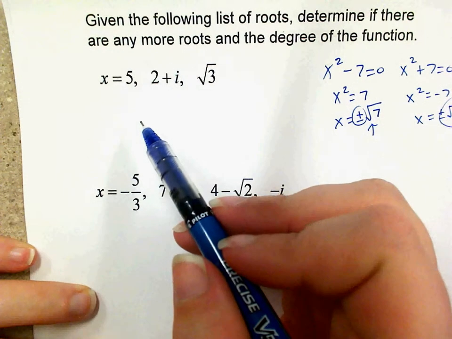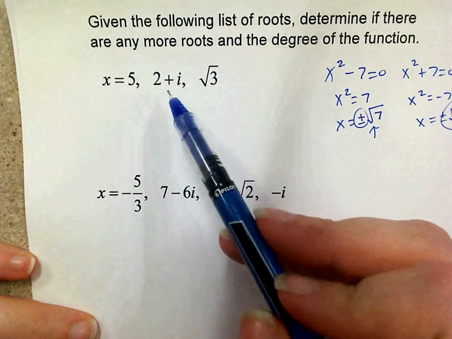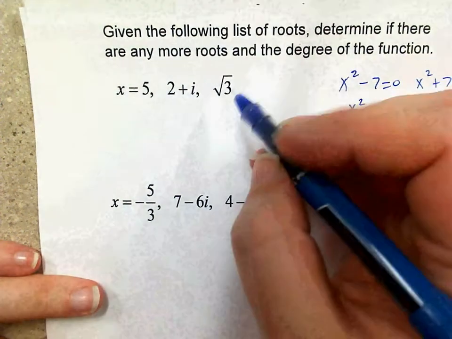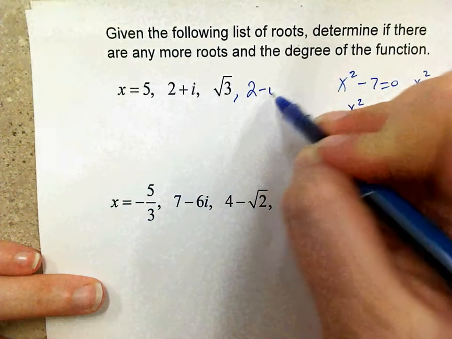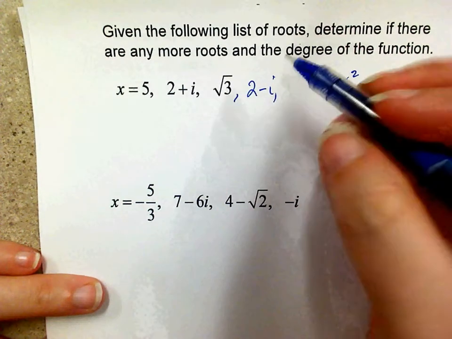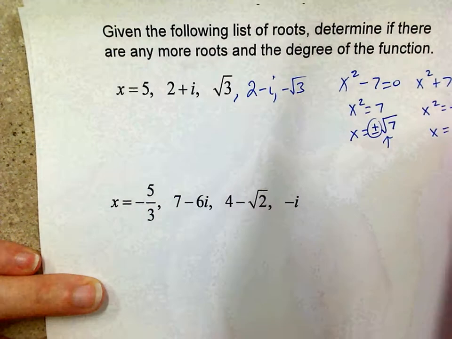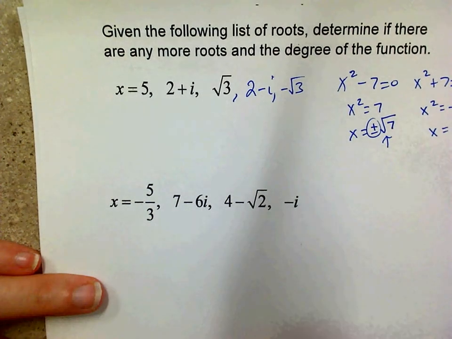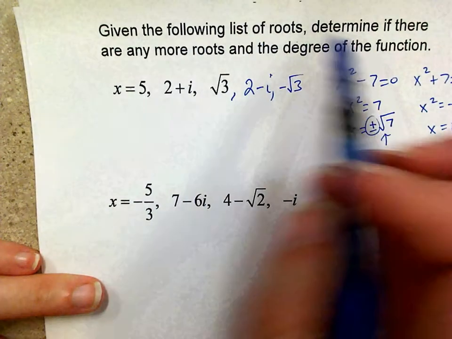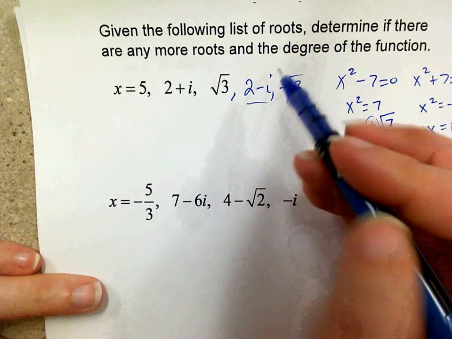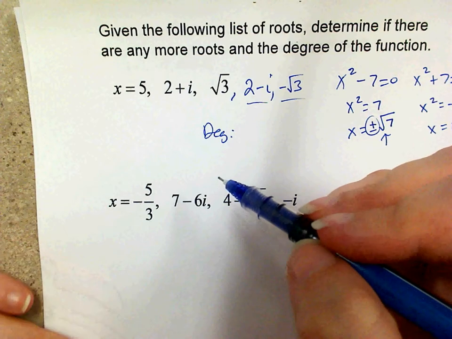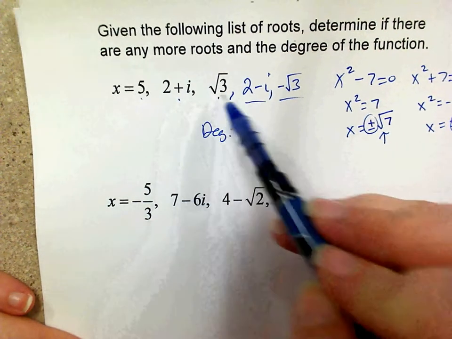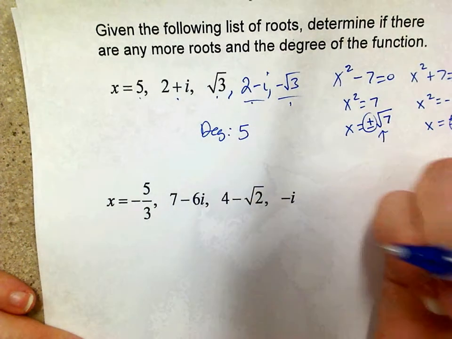So if I were to tell you that a function had the roots 5, 2 plus i, and the square root of 3, then it also has to have the conjugate pair to 2 plus i, which is 2 minus i, and the conjugate pair to the square root of 3, which is the negative square root of 3. Now, it says, given the following list of roots, determine if there are any more roots, and the degree of the function. The degree corresponds to the number of roots you have, and since we have 1, 2, 3, 4, 5, we would say that the degree is 5.